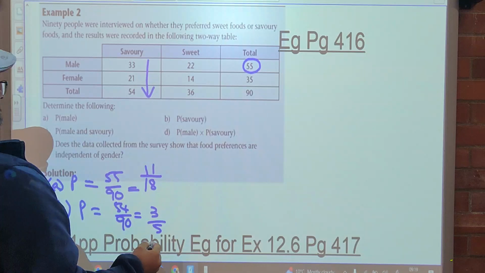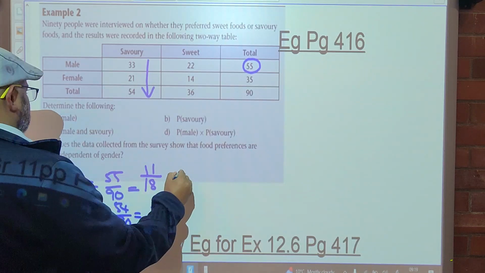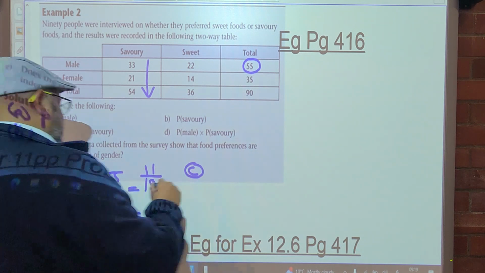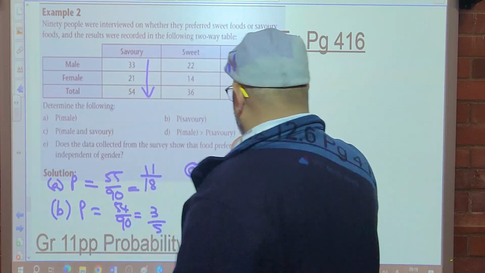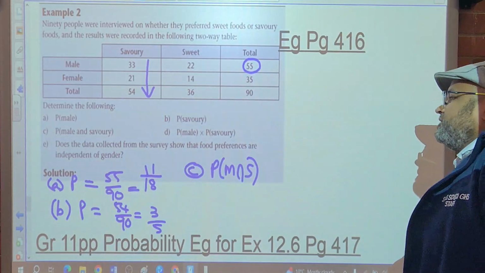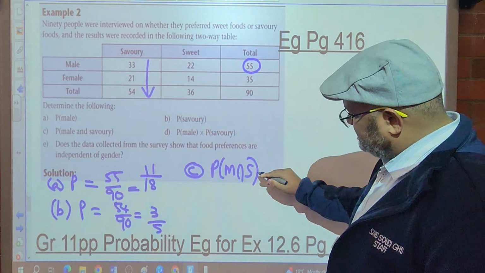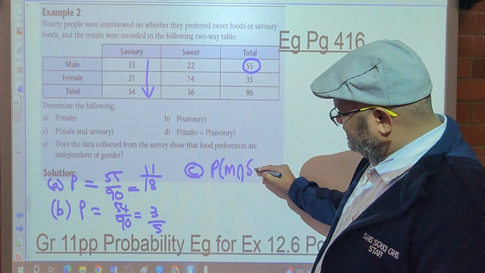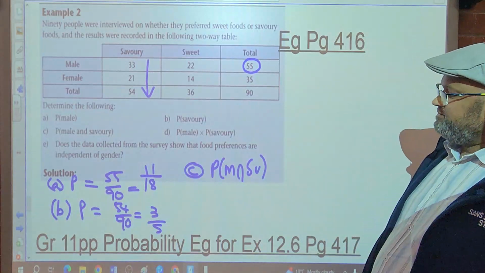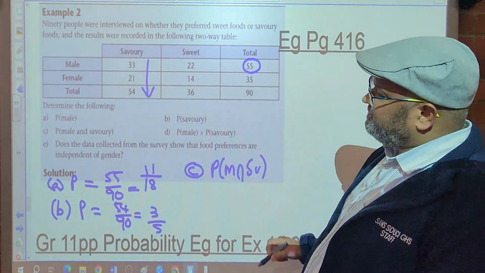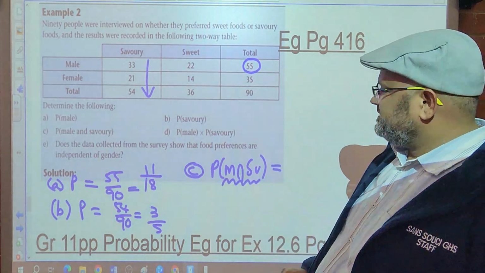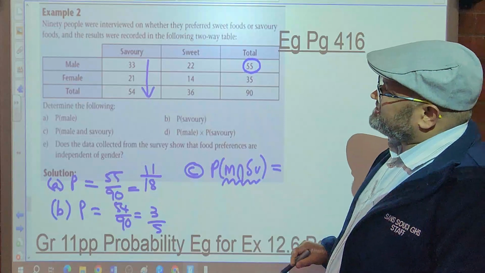Okay, is there any confusion there? Okay, let's look at C. So the condition is male and savory. Okay, so the probability of male and savory. Okay, let's make it SV, because the sweet is also there. Okay, male and savory. There is no mark allocated for what you write here. Okay, so male and savory.